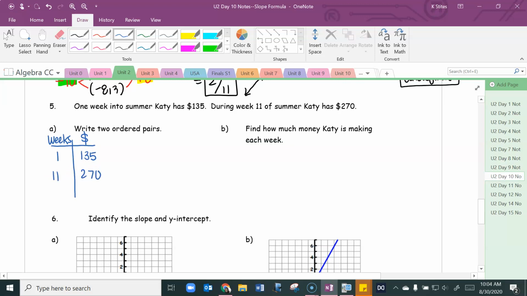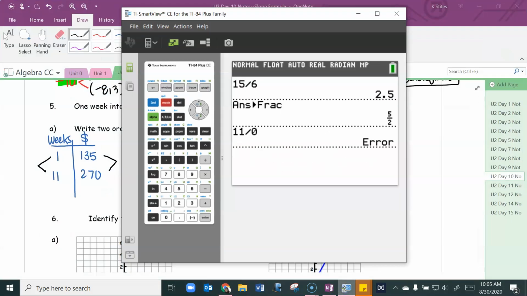And since I've already made a table here, I'm just going to use my jumps to find the rate, which is actually what's being asked next. It says find how much money Katie is making each week. This is really asking for your rate. Okay, the rate tells us how much money she's making each week. So I'm going to go ahead and do my jumps. 135 to 270. Whoops, that should be 135, but we'll subtract and just find out. Yep.